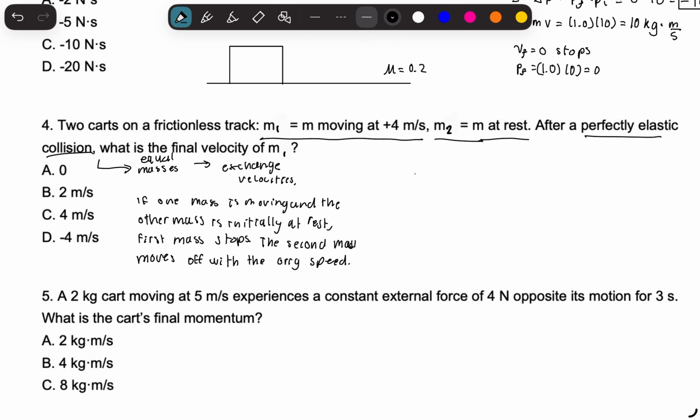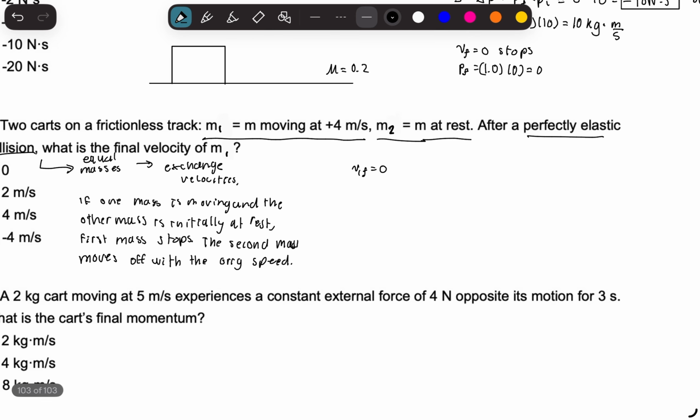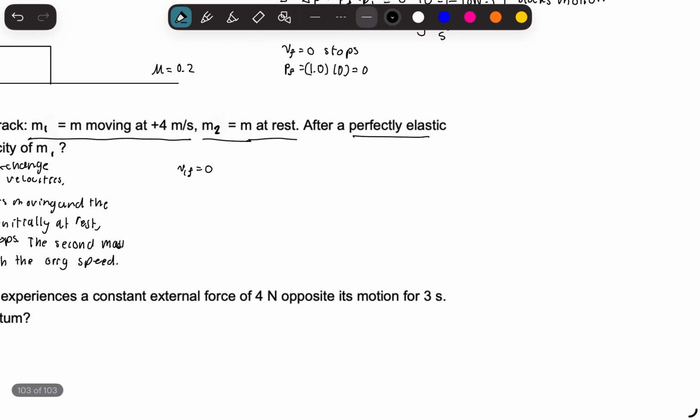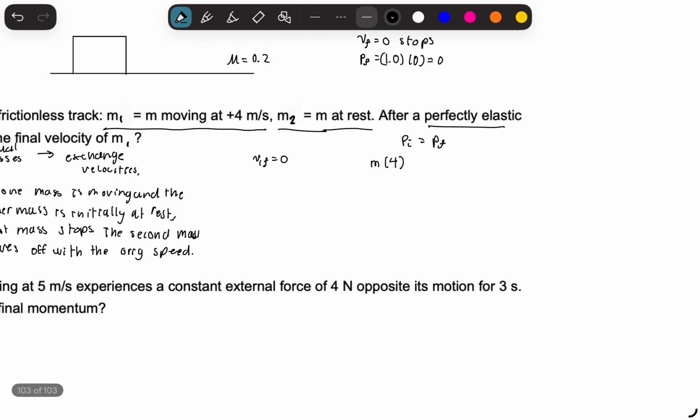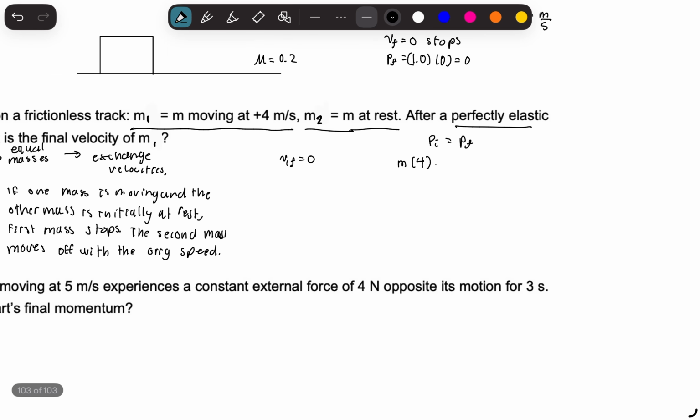Therefore, we already know that v1f is equal to 0. So how do we get this, though? We can get this by writing out our conservation of momentum equation for both sides. So we have the mass, and we know that the velocity of the first object is going to be 4. So we can fill that in. And we also know that the second mass, m2, has an initial velocity of 0 because it's at rest.